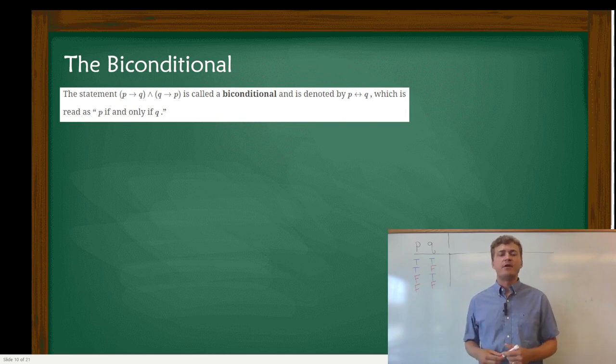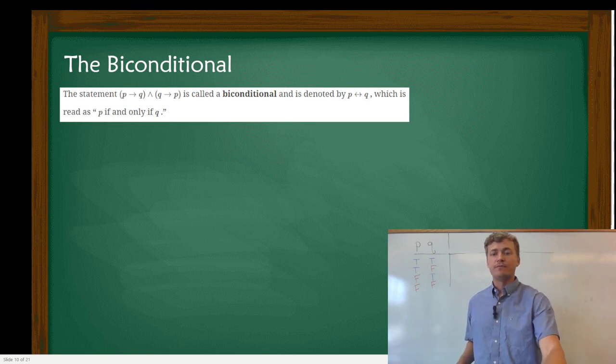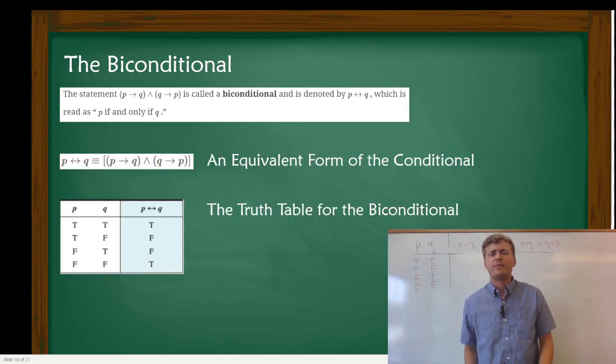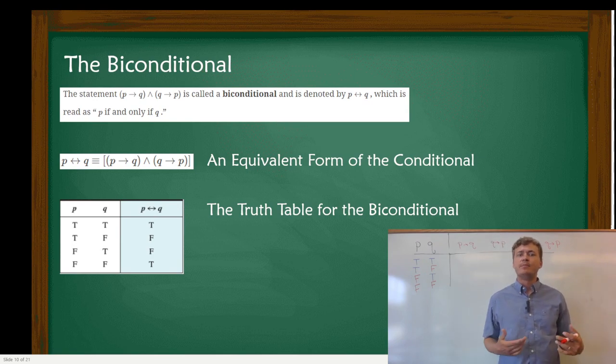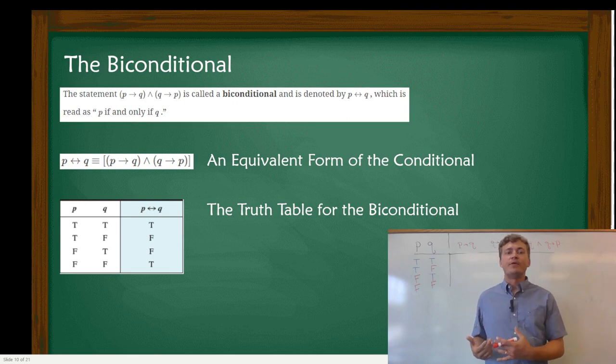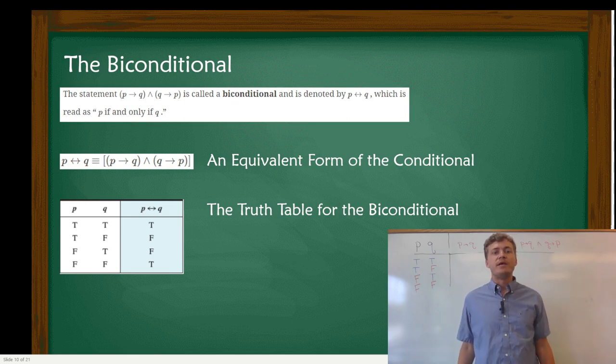Instead of saying all that, our biconditional statement can be read as P if and only if Q. Because we've defined the biconditional statement as P implies Q and Q implies P, we can say that P if and only if Q is equivalent to P implies Q and Q implies P. And using the truth table for the right side, we can actually find the truth table for the biconditional statement. You see there are four rows, and the third column is TFFT. Now let's show how we got that.